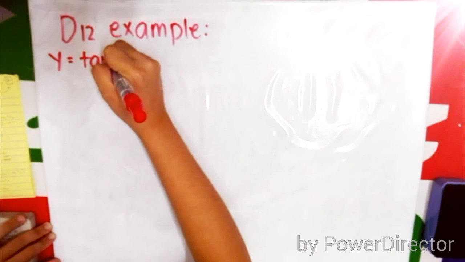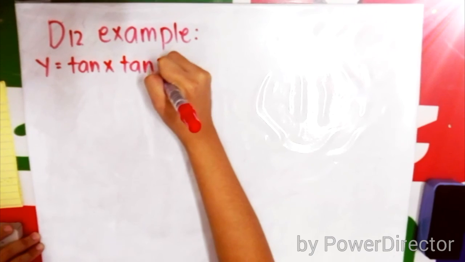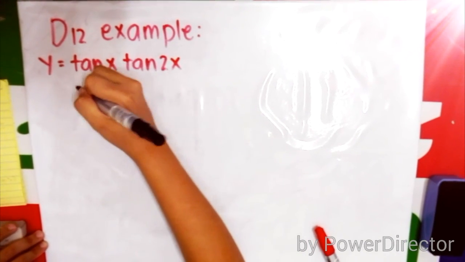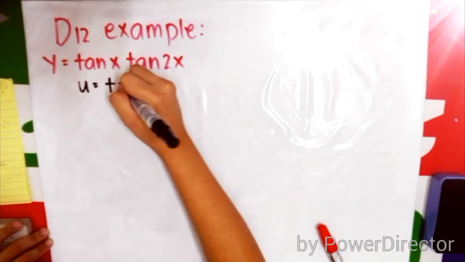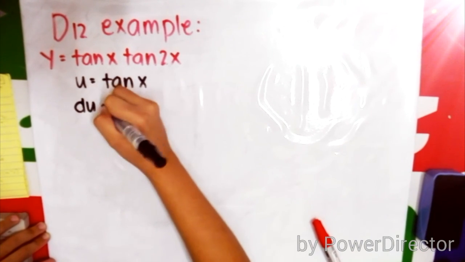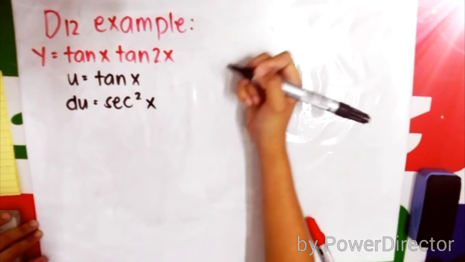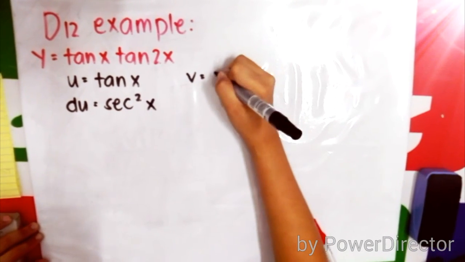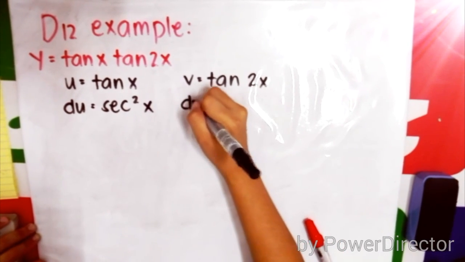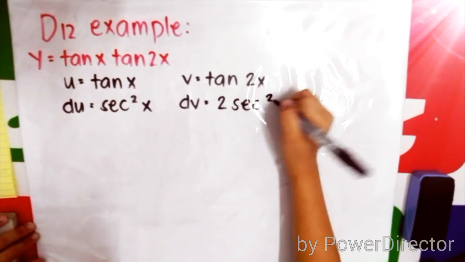For another example, we have tan x tan 2x. Since we have tan x tan 2x, we will apply the D4, where we find u, the derivative of u, v, and the derivative of v. For u, we have tan x. The derivative of u is equal to secant squared x. For v, we have tan 2x. The derivative of v is equal to 2 secant squared 2x.